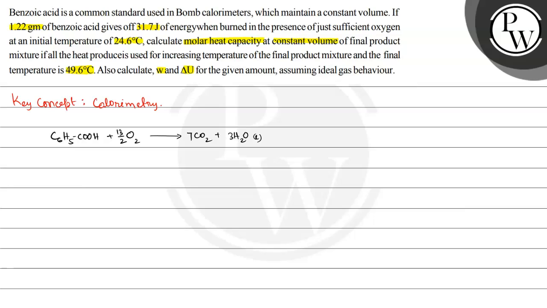Alright. Now the initial temperature was T1, let us say this is 24.6 degrees Celsius, or in Kelvin this would be 297.6 Kelvin, and T2 is 49.6 degrees Celsius, which is equal to 322.6 Kelvin. The given data is 1.22 gram of benzoic acid. So this is present in 1.22 grams.